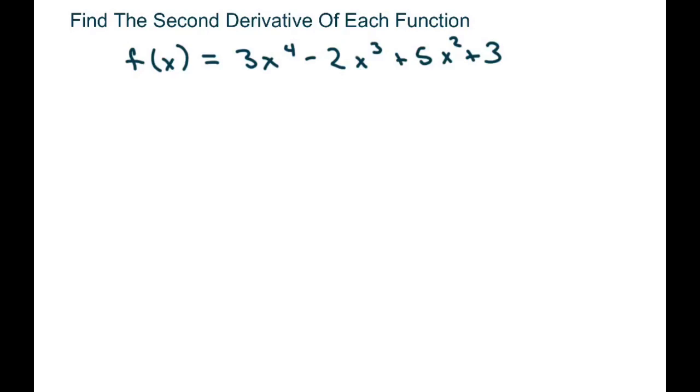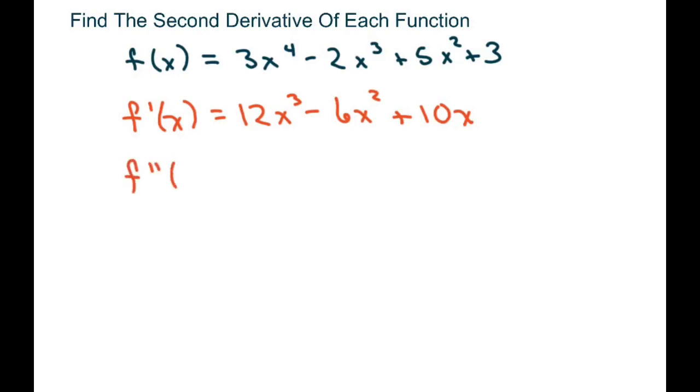We're going to use our proper notation and take the first derivative, which equals 12x cubed minus 6x squared plus 10x. For the second derivative, we're going to write our notation as this, and that's going to be 36x squared minus 12x plus 10.